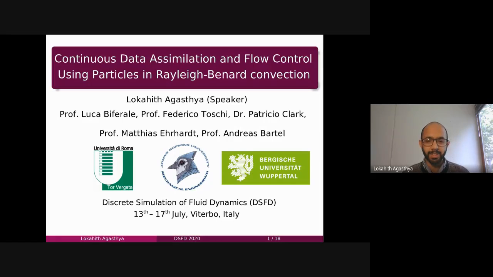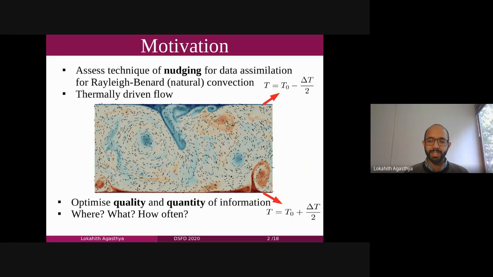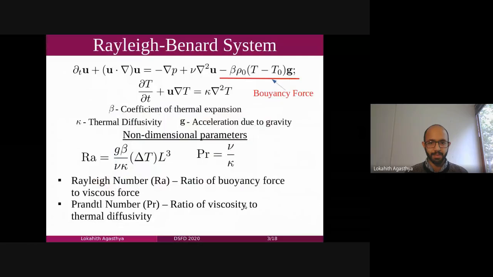And today we will look at the technique of nudging and an application when we look at only the temperature field of the Rayleigh-Benard convection. I will just quickly motivate the system. The Rayleigh-Benard natural convection system is well known. It's a thermally driven flow. But what we want to know is whether it is possible, with this nudging, which I will explain later, to reconstruct this flow, and in particular to optimize the quality and quantity of information: how much information, in what manner we can collect, and how we can do this. This is the broad idea of this study.